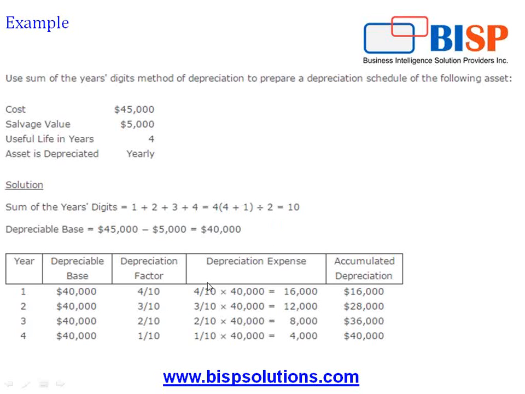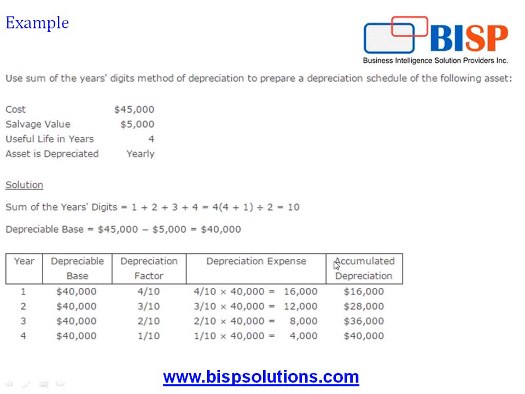Okay. So when you put this number in this formula, you find 16,000 for the first year, then 12,000, 8,000, and 4,000 respectively. And you calculate accumulated depreciation, which is the sum of all these values. It's like a running sum: 16,000 plus 12,000 plus 8,000 plus 4,000. So the depreciated value becomes 40,000, which is your depreciable base.